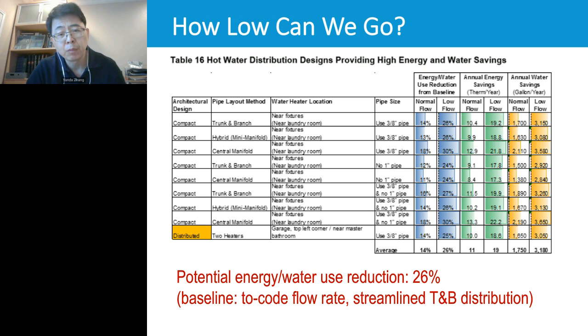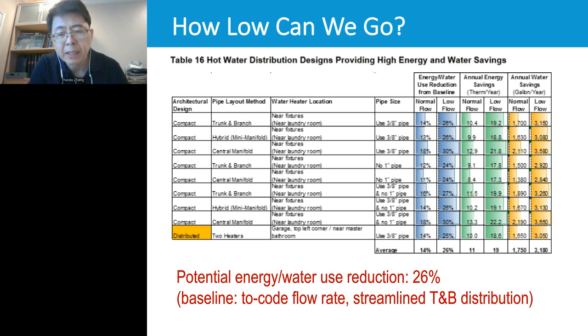And also for them, we have to have the water heater close to the fixture. So moving from the garage to somewhere within the house or close to the fixture. Only one option uses distributed core that requires 2 water heaters. The overall energy reduction is 26%, significant, but that happens when you also use low flow fixtures.